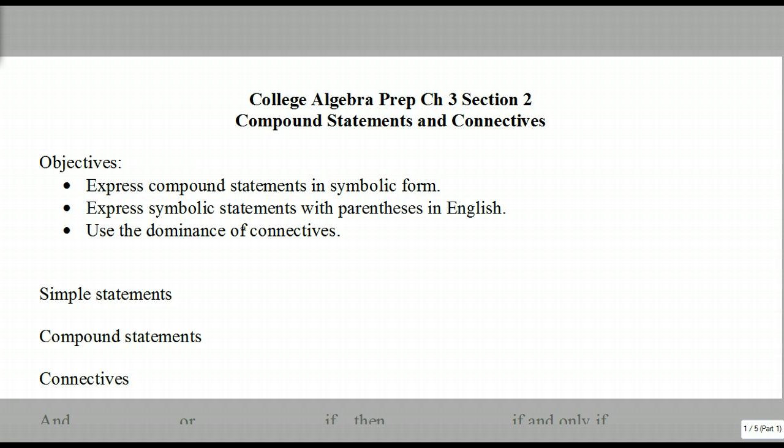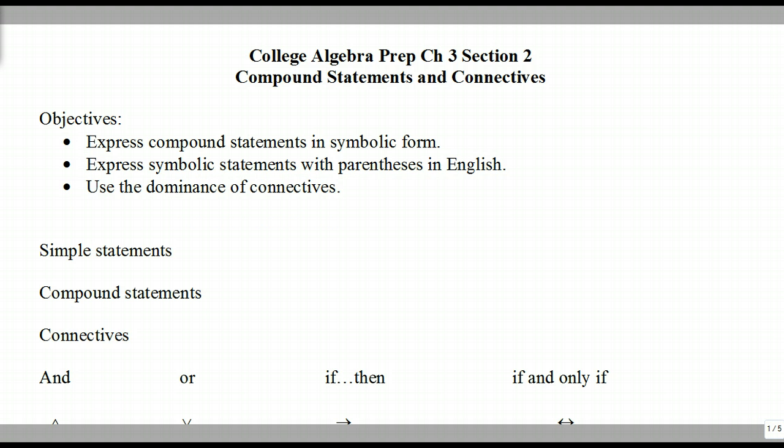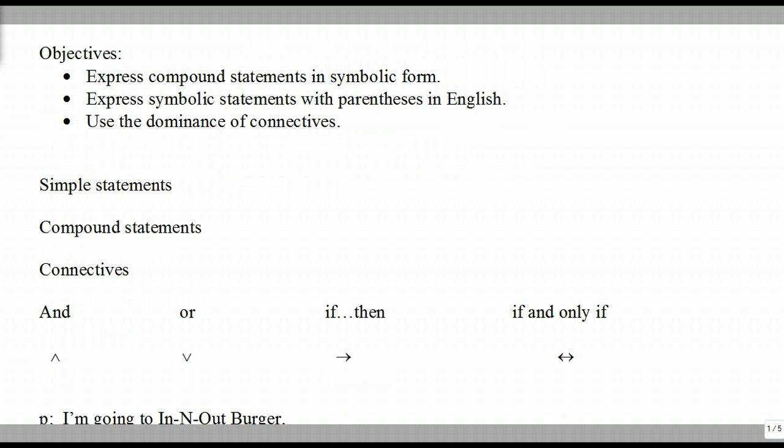So remember, what is a simple statement? Yeah, it's just a statement. It has no connectives in it, and it just has one subject in it, right? Okay? A compound statement is what? Yep, it is a combination of 2 simple statements with a connective. What are our connectives again? And, or, if then, and if and only if, right? Okay. So these are our connectives. It shows here.